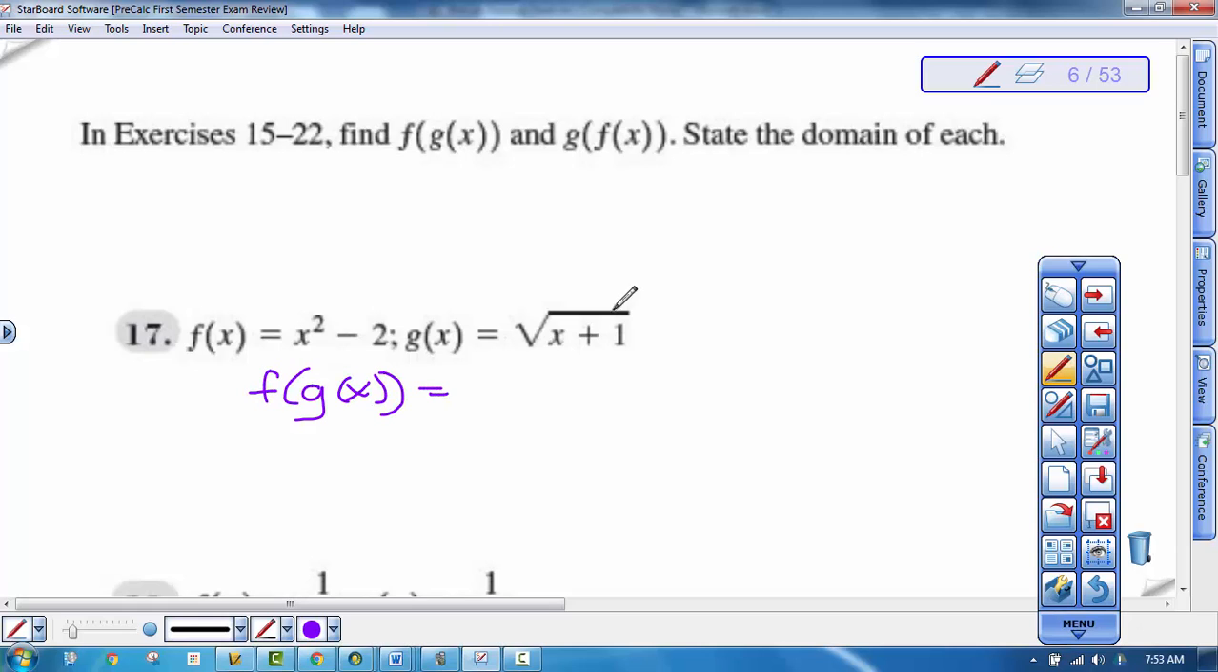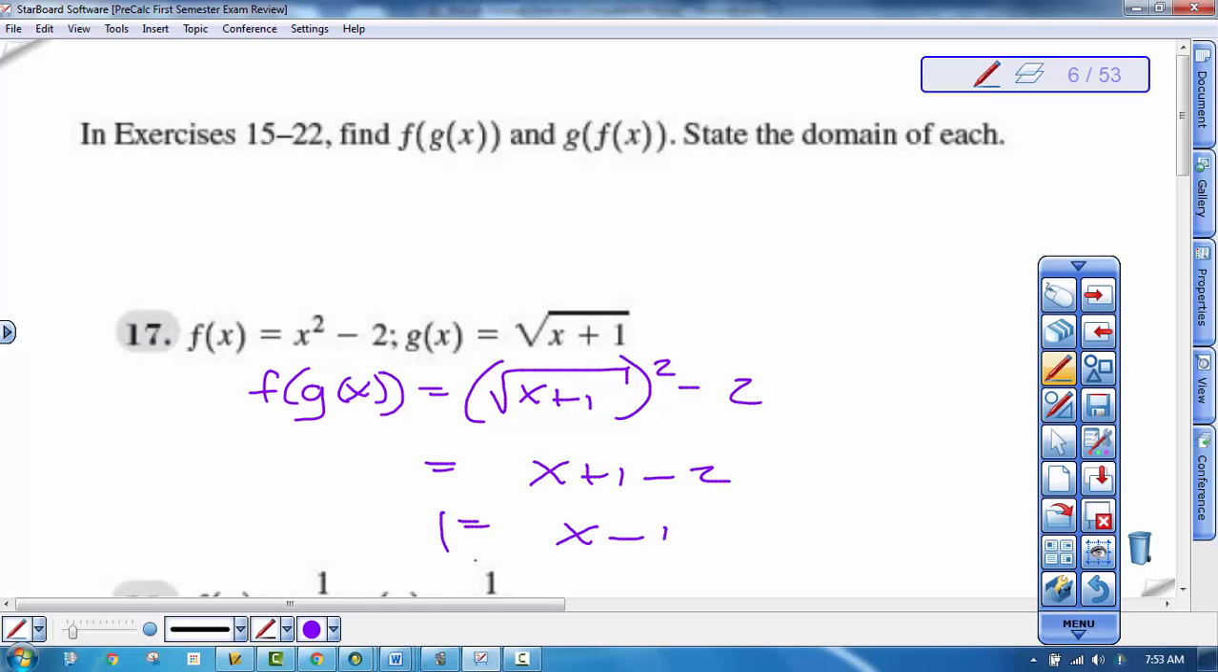What that means is we're going to take g, this function here, and plug it into the domain of f, so it's going to go right there. That becomes the square root of x plus 1, squared, minus 2, which simplifies to x plus 1 minus 2, which just becomes x minus 1, if you simplify it all the way. There's our composition. Now we can talk about the domain.